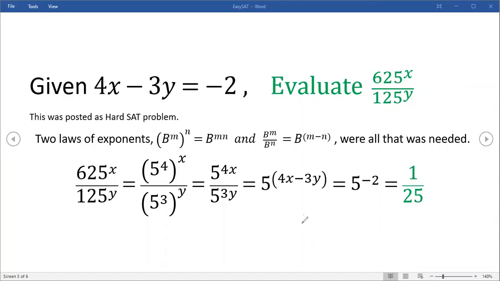There's a property of exponents that says if you have a base raised to a negative power, it's 1 over that base raised to the positive power. Like if you have b raised to the -m power, that's just the same thing as 1 over b raised to the m power. And that actually follows from the property of exponents we just used.